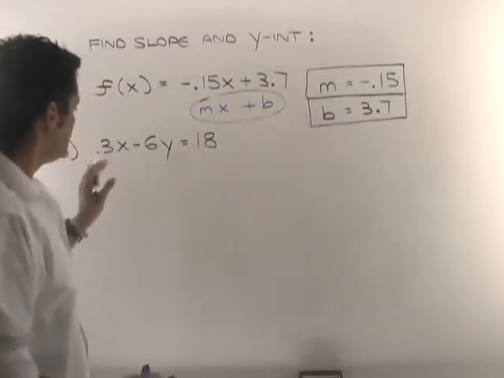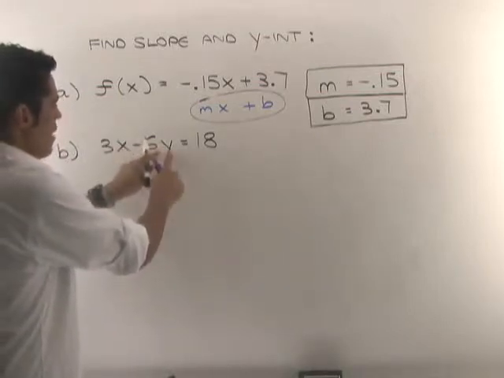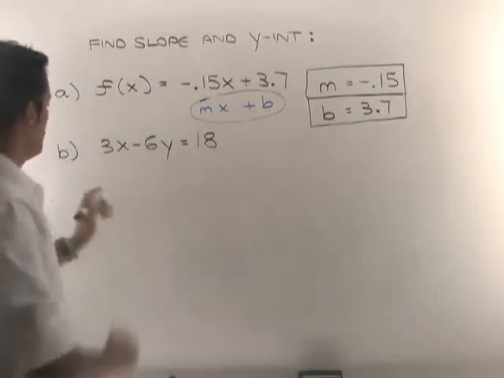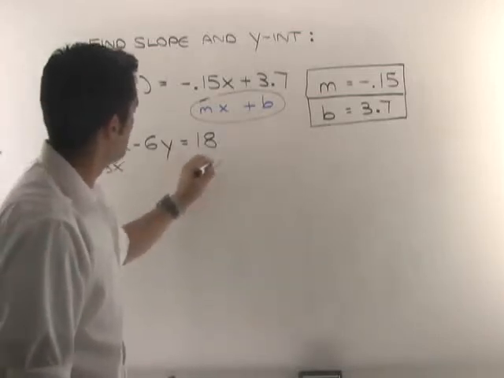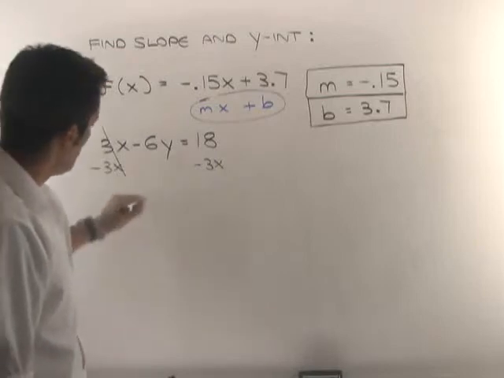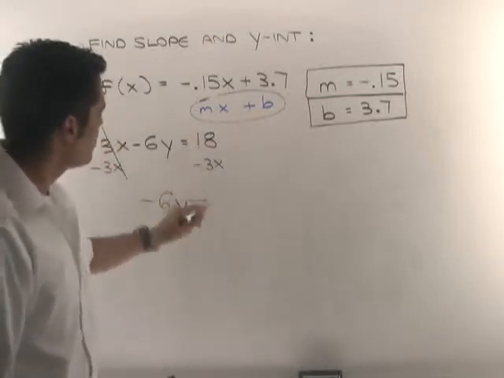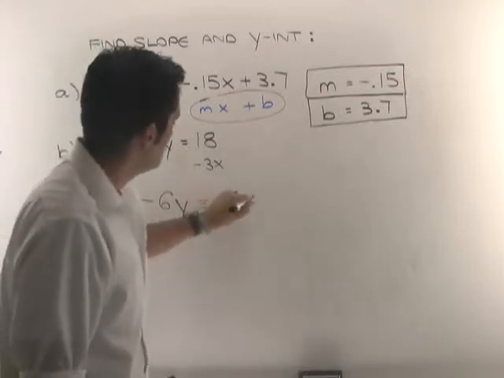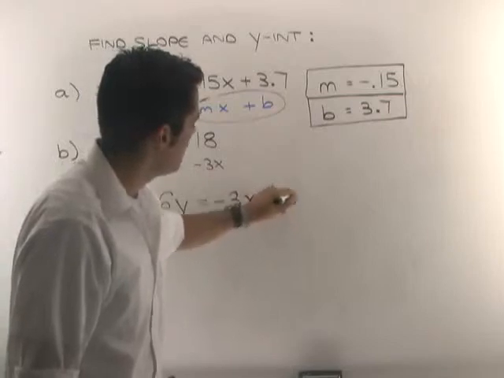So what we're going to do is isolate y by itself. Isolating y means first moving the 3x to the other side. So I will subtract 3x from both sides. These will cancel. I'll be left with negative 6y equals, now these are not like terms, so I cannot combine them. It's just going to be negative 3x, and then since that's a positive 18, I say plus 18.